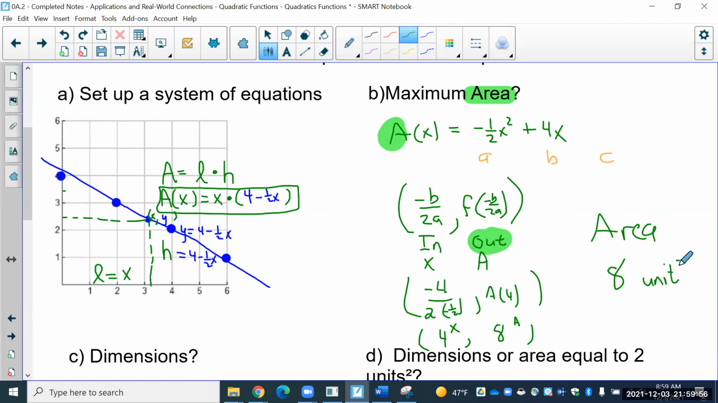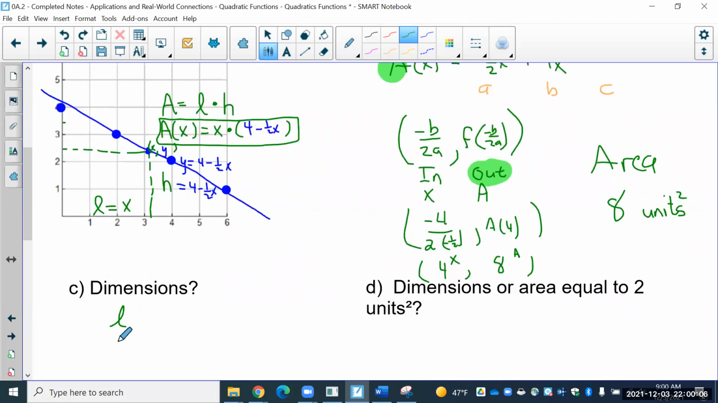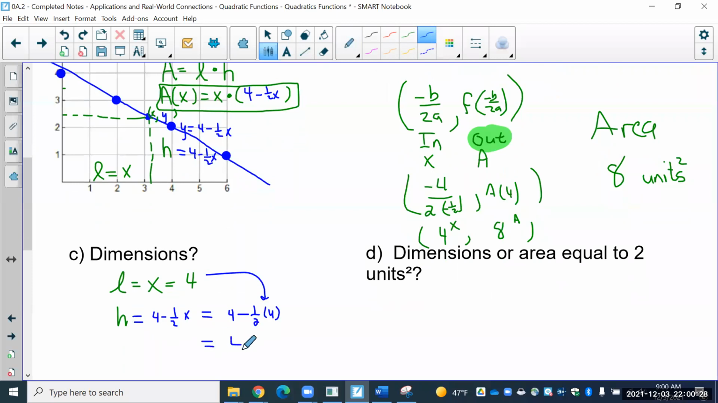If it were feet, it would be feet squared. If it was meters, it would be meters squared. Now that being said, what in the world are the dimensions? Remember, the dimensions are the length and the height. Again, that's a cursive L. And the length is equal to X. So in that case, that would be 4. That's what that gave me. However, the height is equal to 4 minus 1/2 X. So that means I would then have to do 4 minus 1/2 of this value, right? Which would give me my height would be 4 minus 2 or 2. And again, that then makes it make sense.